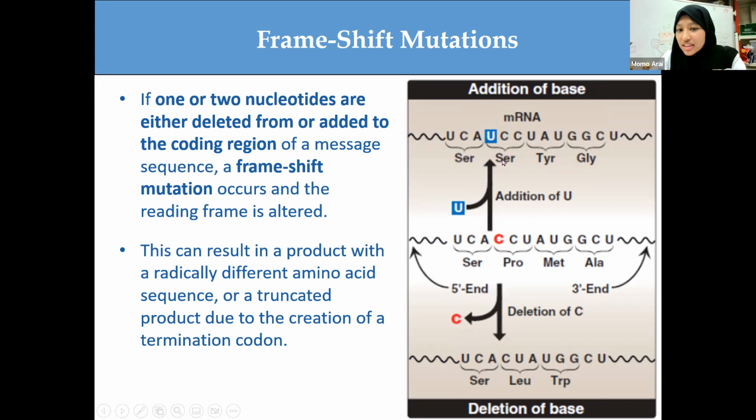Now this changes the whole sequence of the amino acids that are being produced, and that's why it's a frame shift mutation. It changes the whole structure of the protein because the order is different. So frame shift mutations are more dangerous, or more severe in a way. It changes a lot more than the point mutations.